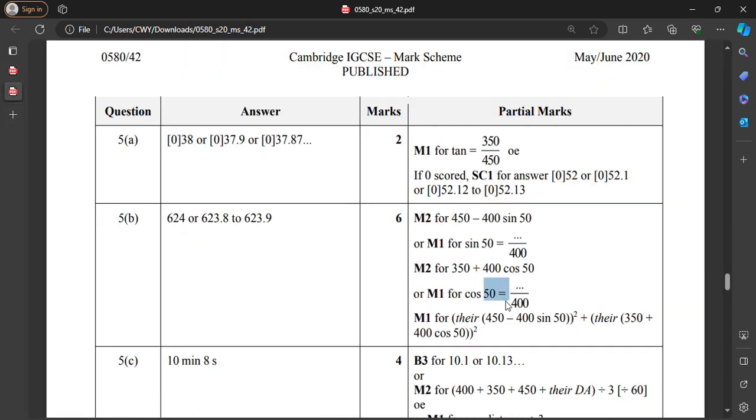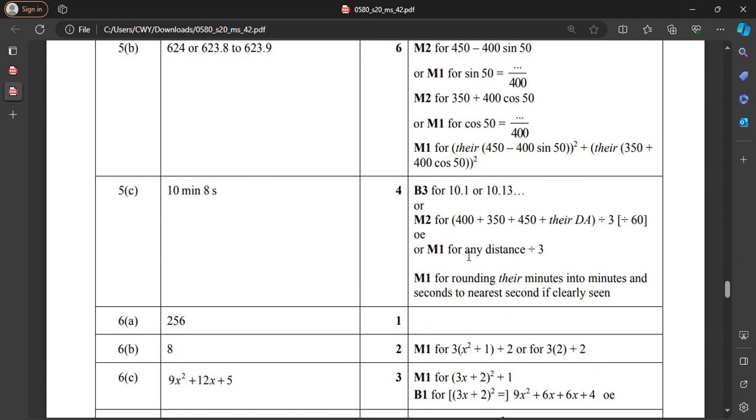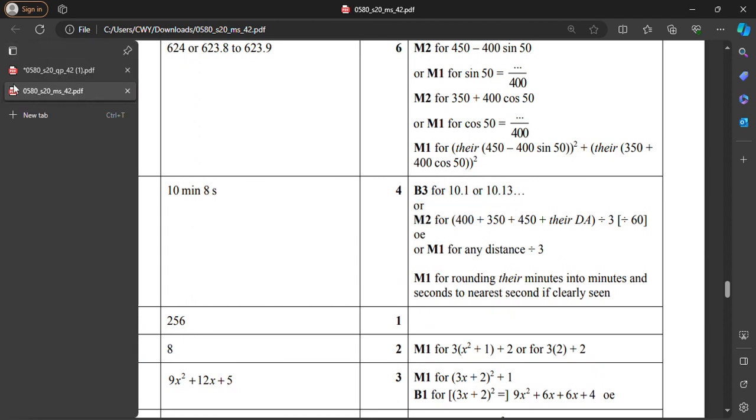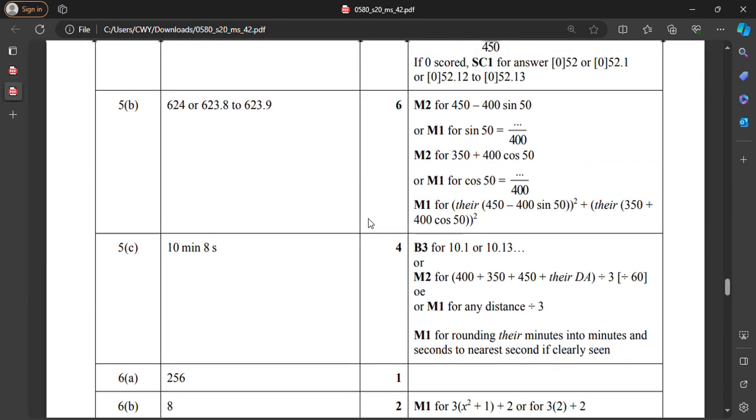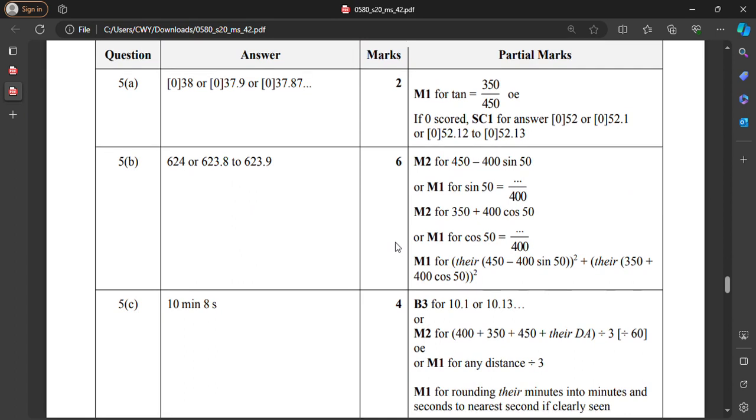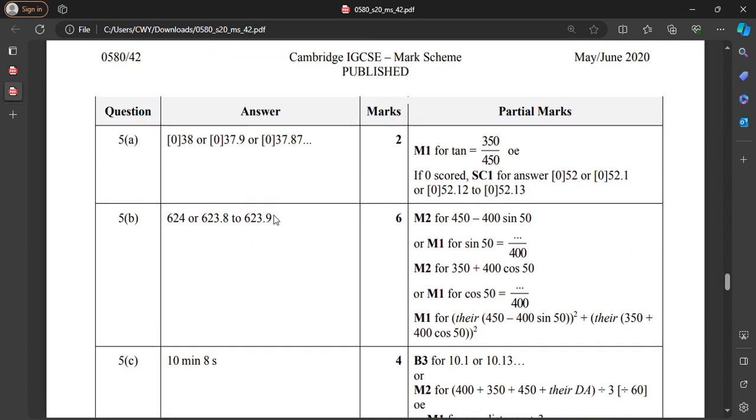It says that they use SOHCAHTOA, but I didn't use SOHCAHTOA. I used cosine rule, which is okay as well. And then the last one is just doing the minutes and seconds, 10 minutes and 8 seconds. So yeah, total 12 marks, and that's all.